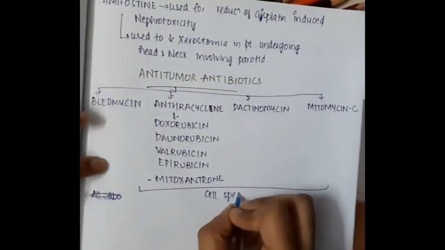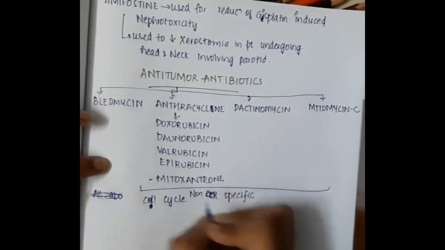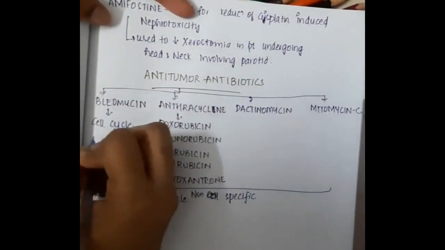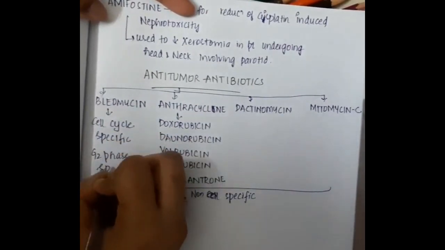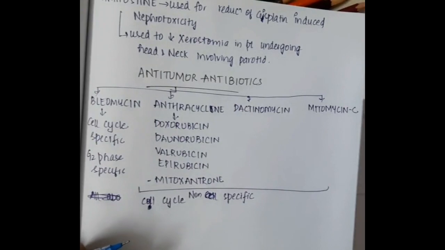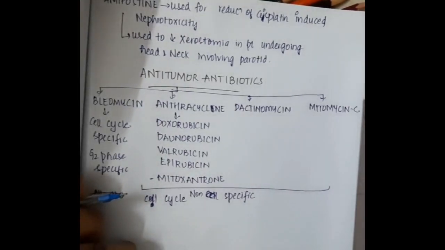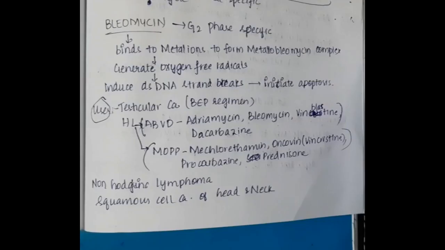Apart from anthracyclines, dactinomycin and mitomycin are actually cell cycle non-specific, whereas bleomycin is cell cycle specific and it is also G2 phase specific. So we will learn some important points about the first drug, that is bleomycin. So first let us learn about the drug bleomycin.